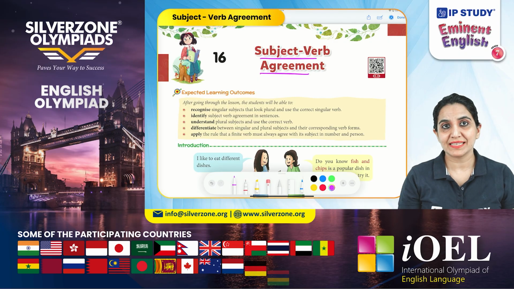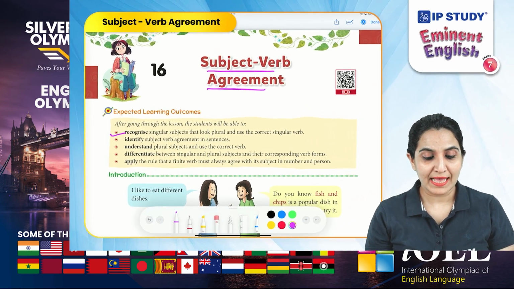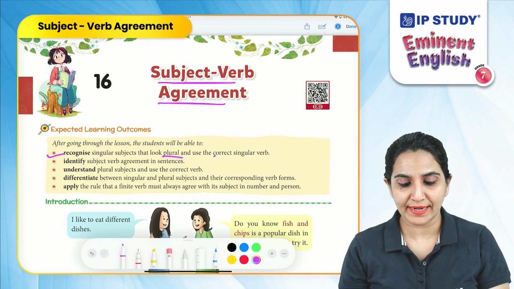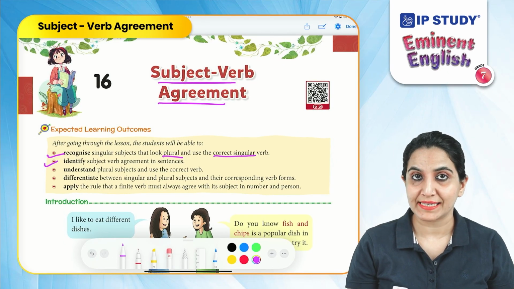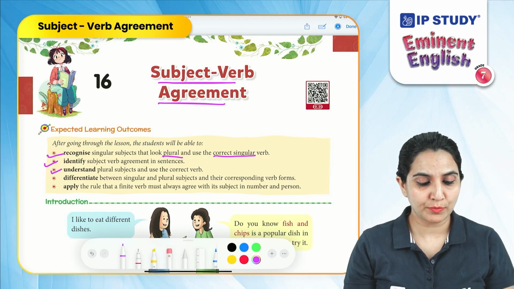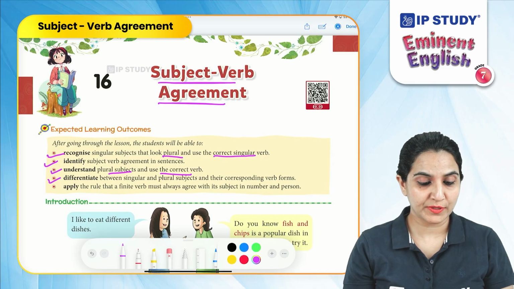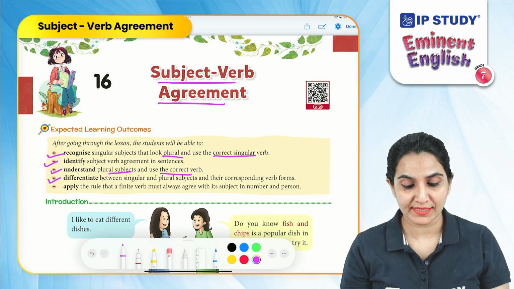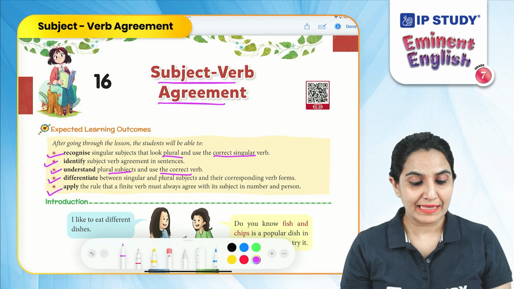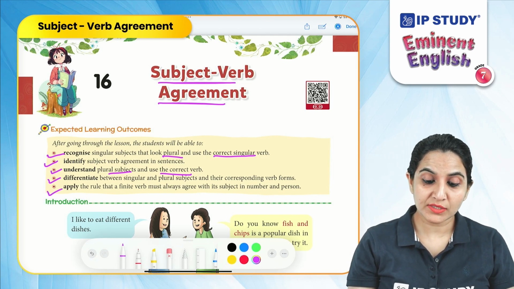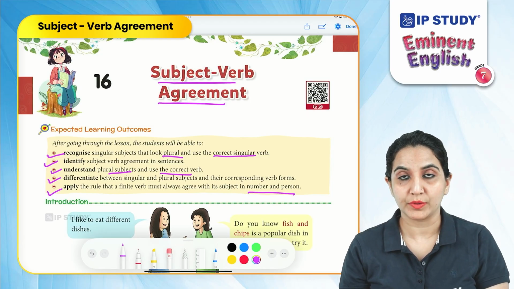Before the end of this lesson, you will be able to recognize singular subjects that look plural and use the correct singular verb, identify subject-verb agreement in sentences, understand plural subjects and use the correct verb, differentiate between singular and plural subjects and their corresponding verb forms. Apply the rule that a finite verb must always agree with its subject in number and person.